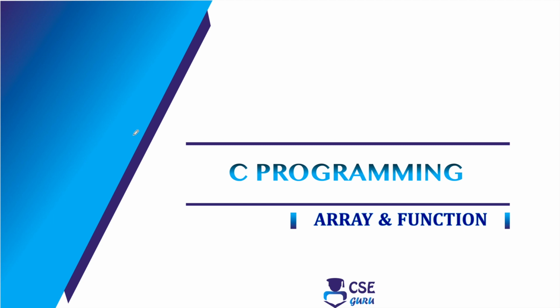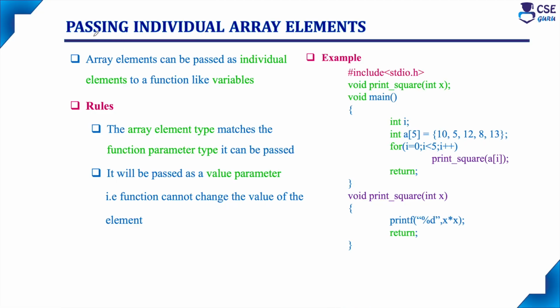Now, we will move on to the next topic in array, that is how an array can be used along with a function. First, we will discuss passing individual array elements to functions. Here, the array elements can be passed as individual elements, that is a single element, to a function like variables. Normally we declare a variable in the main function, and that variable's value we pass to the user-defined function. In the same way, we are going to pass individual array elements to functions. The procedure is similar to that for a variable.